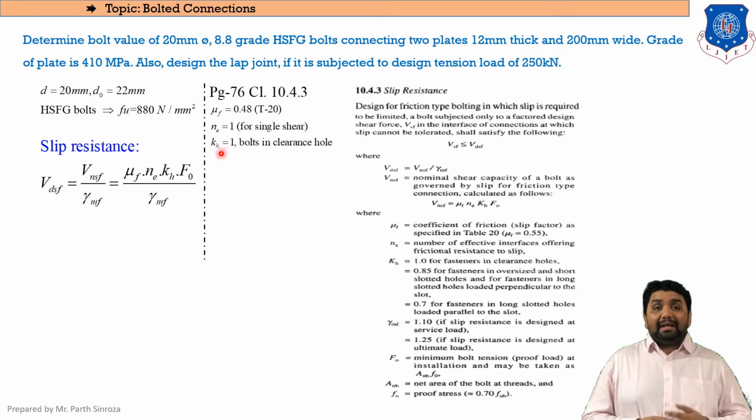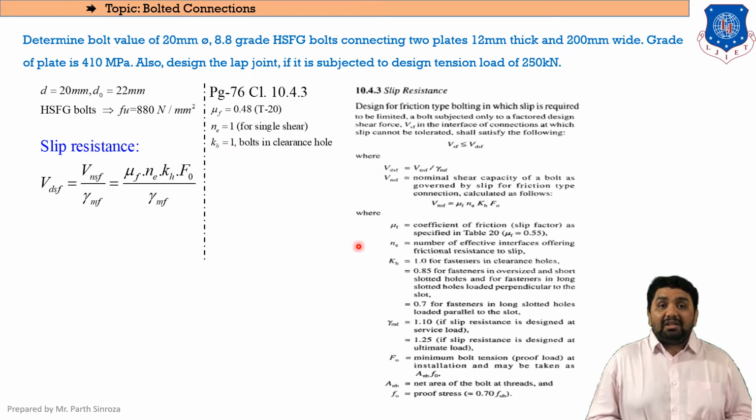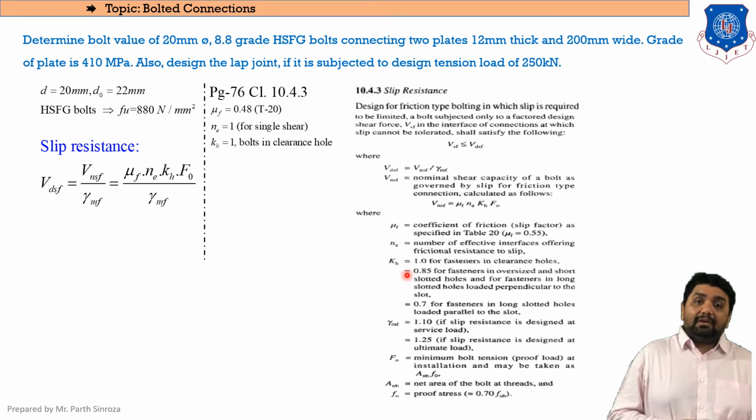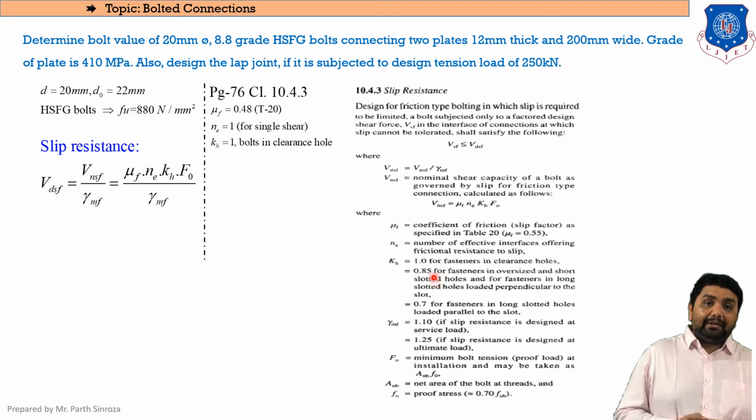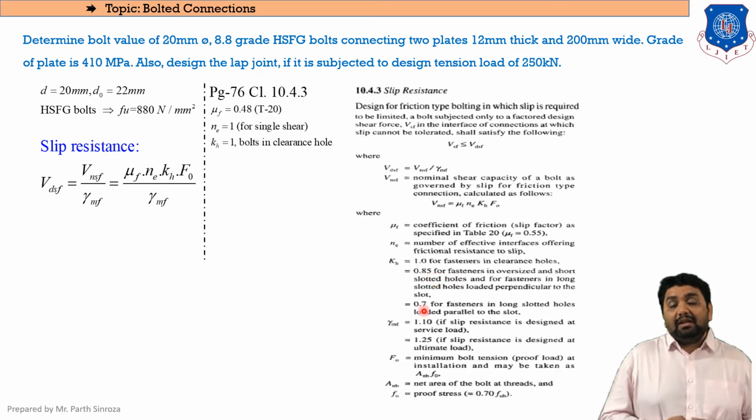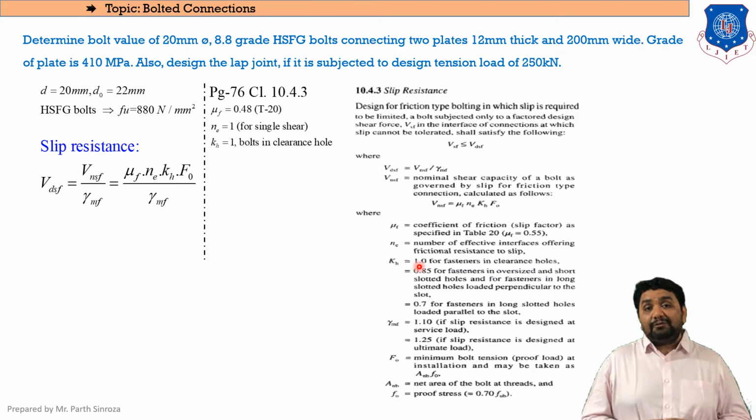Now moving on to Kh. As you can see in our IS code, three values are prescribed for Kh. The first value is 1.0, the second value is 0.8, whereas the third value is 0.7. The first value, that is 1.0, is for clearance holes, as you can see in the IS code.